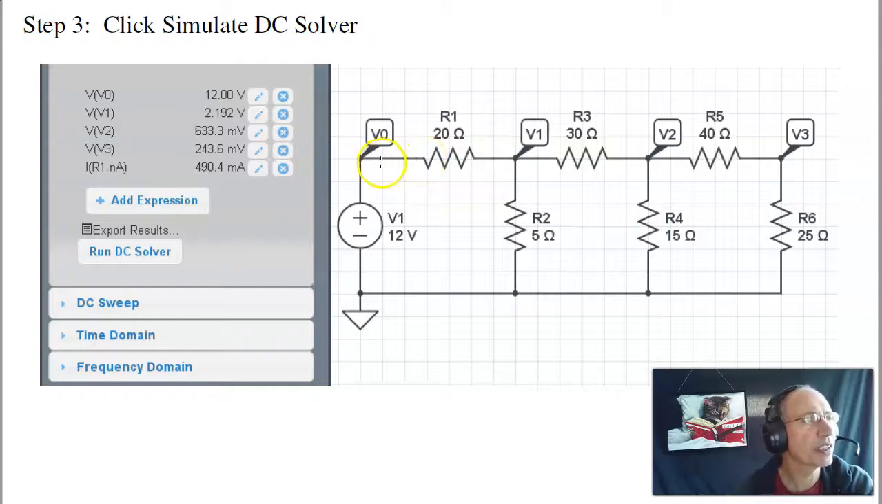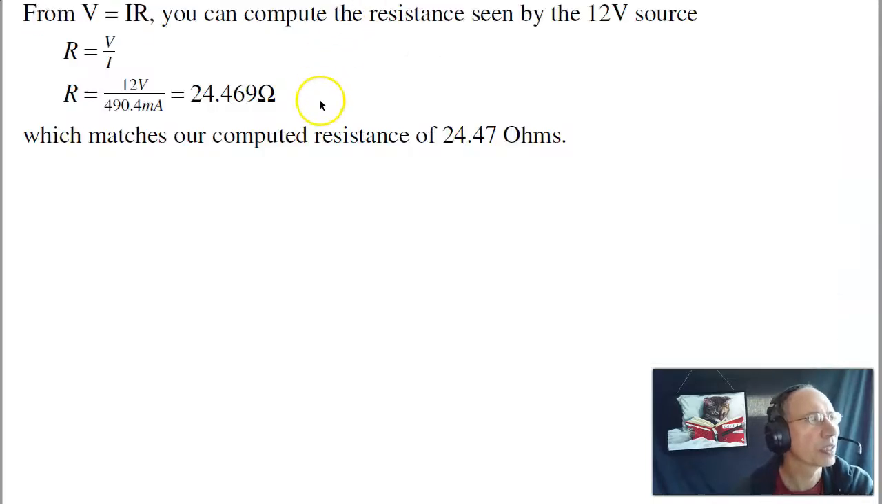Or equivalently, if I don't have this current, I know V0, 12 volts. I know V1, 2.19 volts. The difference, V0 minus V1 over 20, gives you 490 milliamps. Then from V equals IR, 12 volts over 490 milliamps gives you 24 ohms, which is the same thing that we calculated.